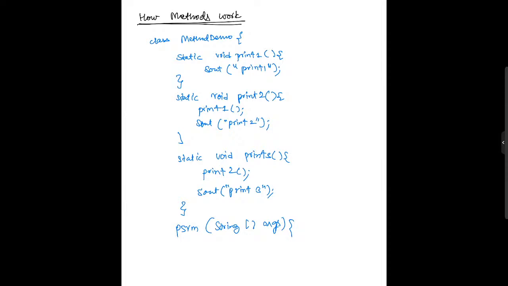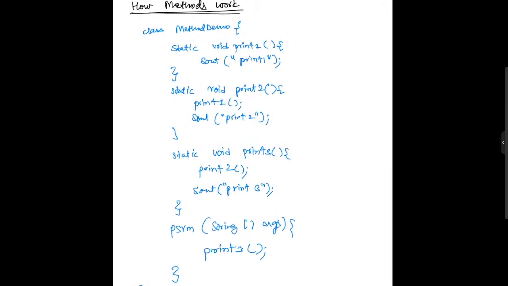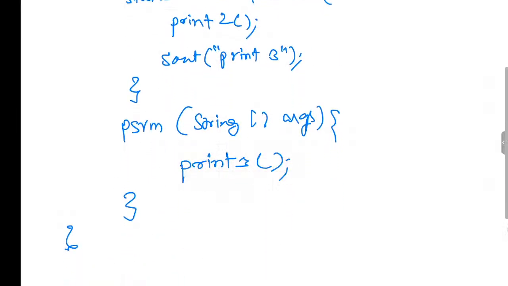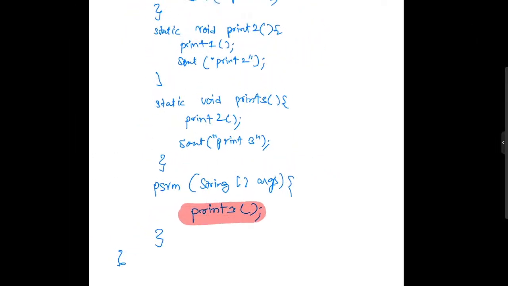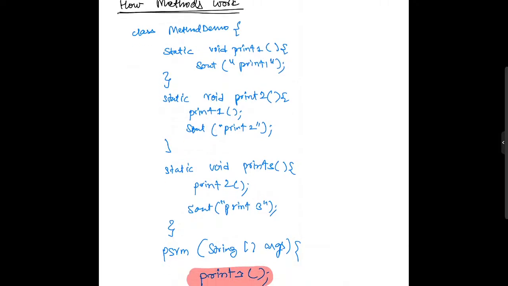So String args, once you have String args, what can I do? I can obviously go ahead and call print3, and that's it. If I make a call to print3, what exactly is happening is what I'm going to explain to you. If I ever call print3, what is exactly happening?